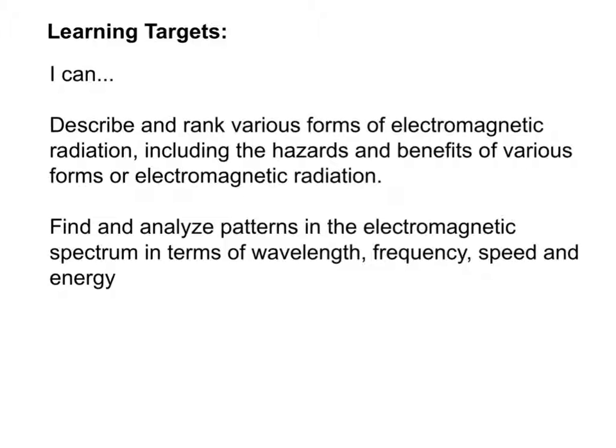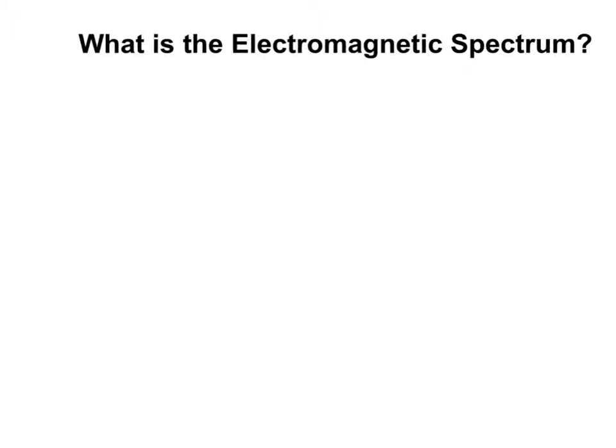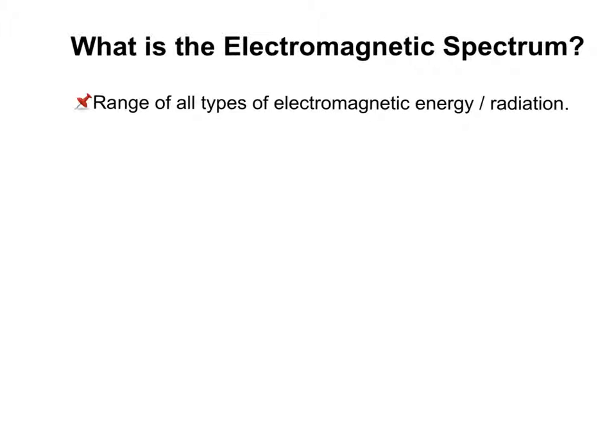Also, you should be able to find and analyze the patterns in the electromagnetic spectrum based on things like wavelength, frequency, speed, and energy. The electromagnetic spectrum is the range of all of the types of electromagnetic radiation or electromagnetic energy. That energy is the full range of frequencies that characterize light. When we say it characterizes light, that's because this electromagnetic energy comes from things like the sun. So those frequencies can be things from radio waves to gamma rays.